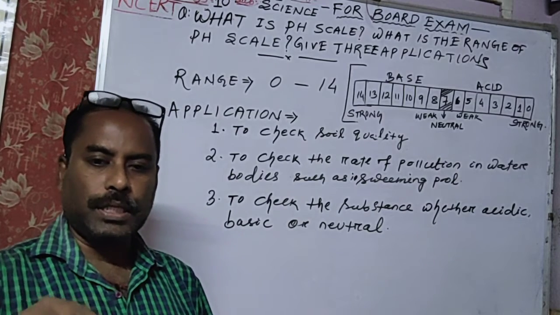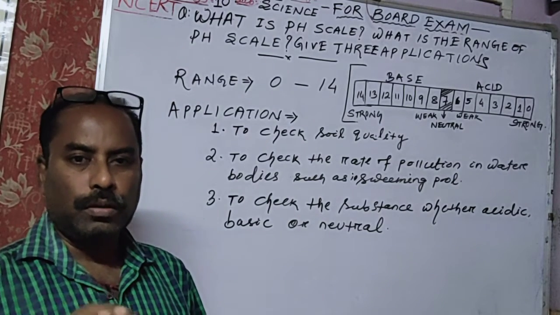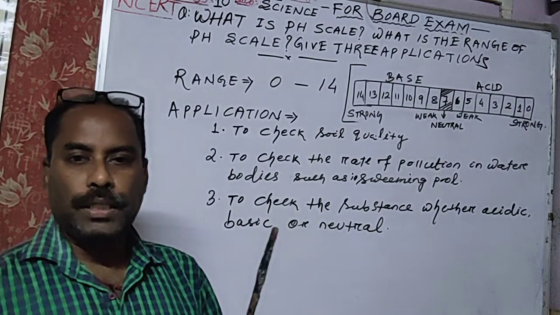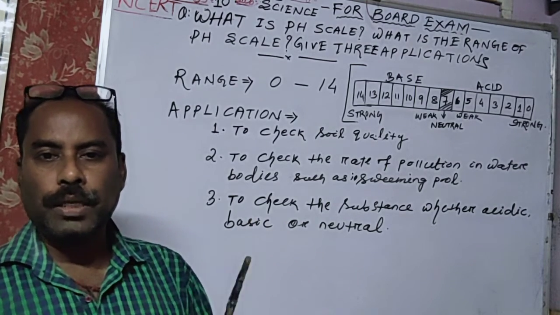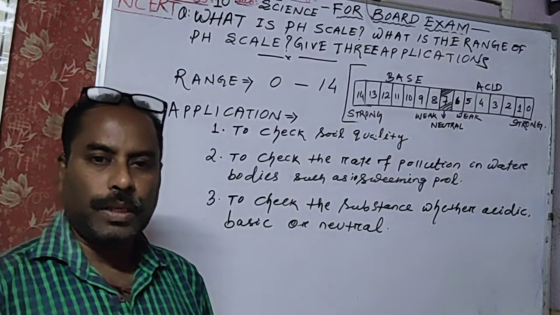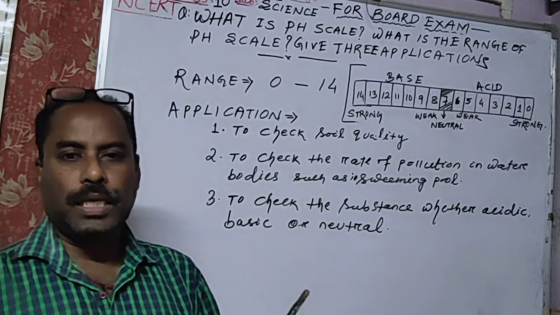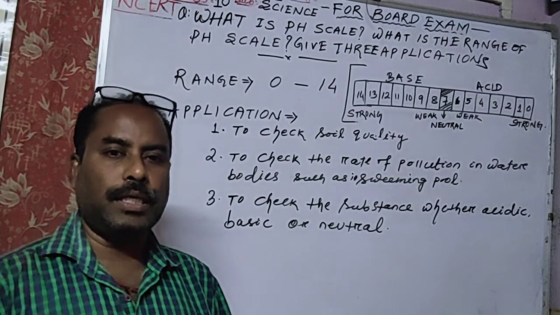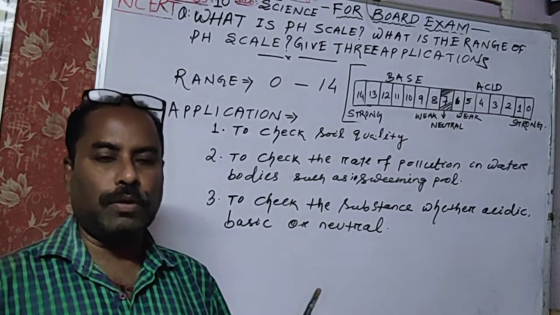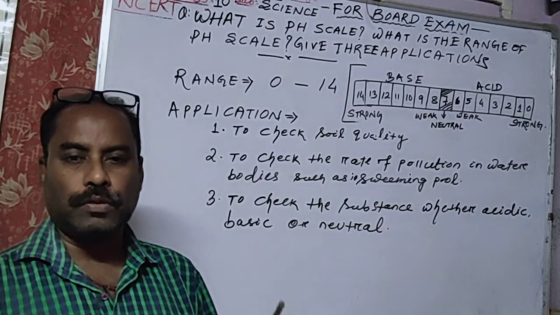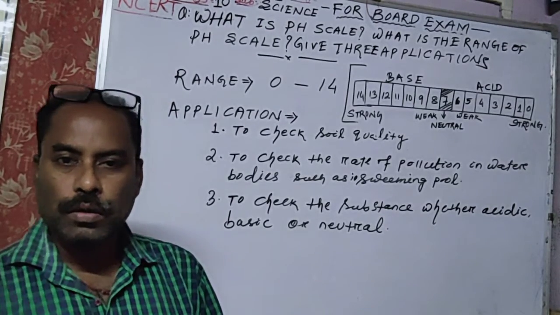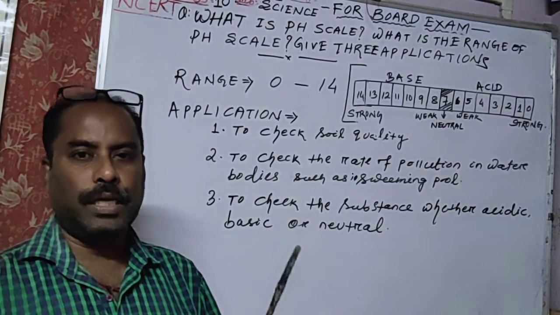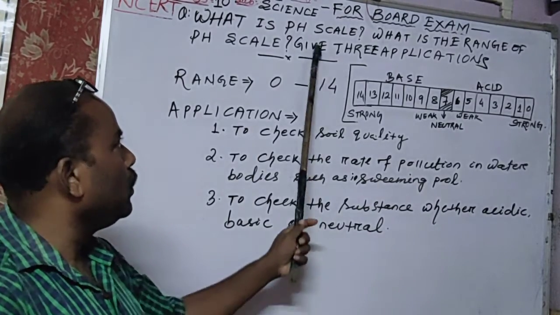When we take the pH scale reading, if the reading shows 7, then we know it is a neutral substance. If the pH scale shows more than 7, we classify them into the basic category. If the pH scale shows a reading less than 7, then we classify them into the acid group. So to know the nature of the substance, whether acid, base or neutral, we have to use the pH scale. So this is the detailed answer.